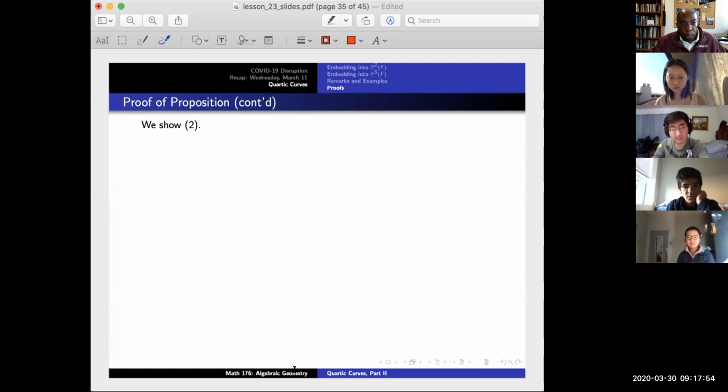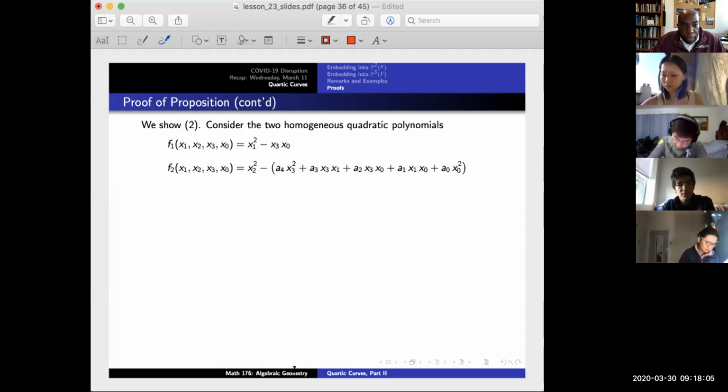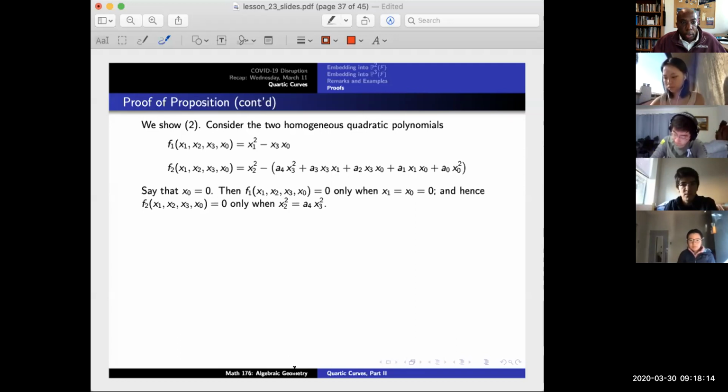So now let's try to prove the second part of the proposition. So this was the whole thing of what happens when we try to embed everything into P3. So let's make a definition here. Let's consider these two homogeneous quadratic polynomials. So these are two polynomials that have degree 2. So I'm going to consider now two cases. So why is it that this actually looks like this quartic curve, y squared is equal to f of x, where f of x was this degree 4 polynomial?